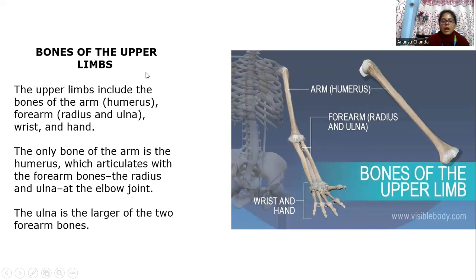Bones of the upper limbs are the humerus, the arm bone. Forearm bones are the radius and ulna. So this is the radius and ulna, and the wrist bone and the hand bone. The only bone of the arm is the what? The humerus, which joins with the forearm bones, the radius and ulna, at the elbow joint. So the humerus and the forearm bones form what? The joint movement of this elbow. The ulna is the larger of the two forearm bones. Between the ulna and radius, the ulna is the one that is larger than the radius bone.